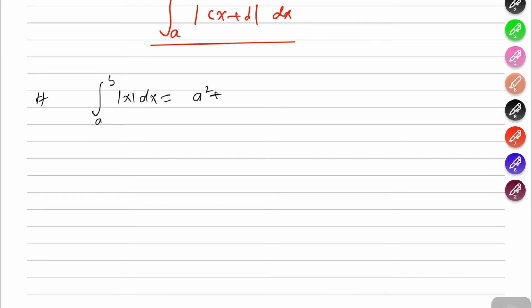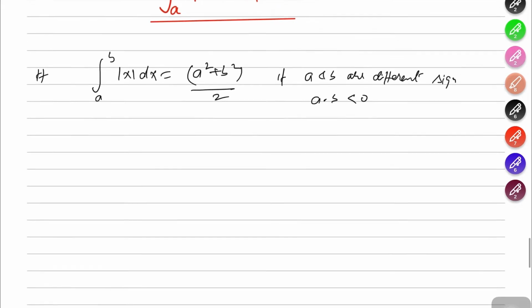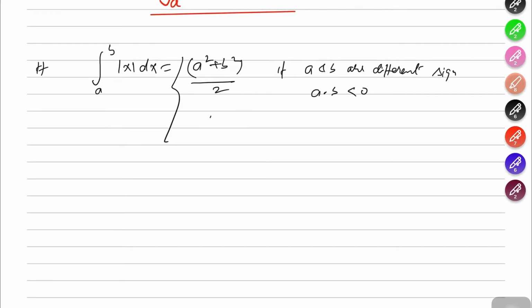a square plus b square by 2 if a and b are different sign. That means a into b is negative. And this is a square minus b square by 2, modulus of a square minus b square, if a and b are same sign. That means a into b is positive.